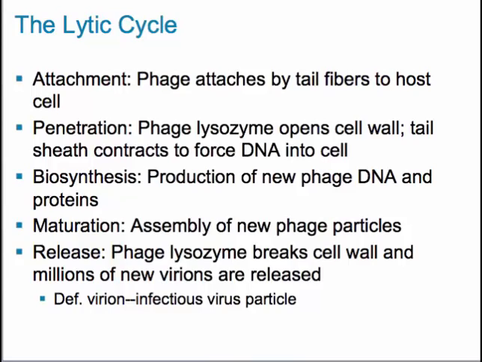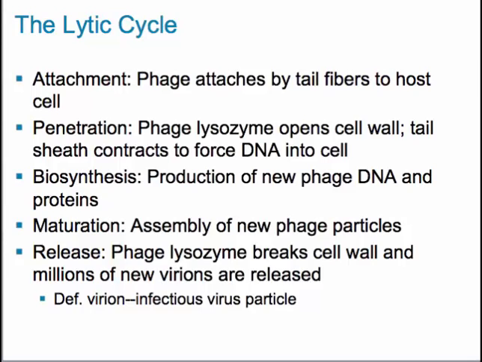The lysozyme is able to break apart the cell wall a bit. The tail sheath, which is the injector part, contracts and forces DNA into the cell. In the third step, biosynthesis, you get production of new phage DNA and new phage proteins.